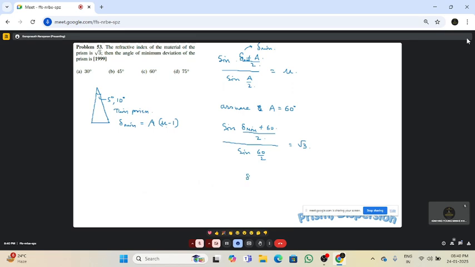So del minimum plus 60 by 2 will be equal to 60. Because this will become sin 30, 1 by 2, root 3 by 2. Root 3 by 2 is for this entire angle, which should be 60 degree. 120 minus 60 will be 60, so del minimum is 60. Anybody got this? Maybe A was missing.